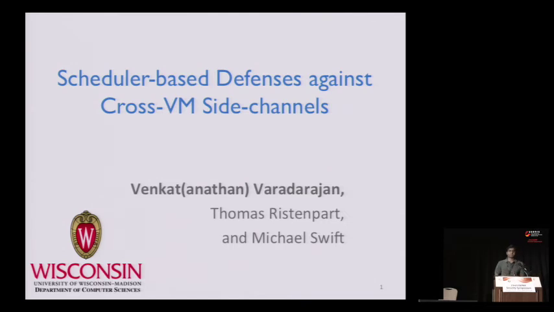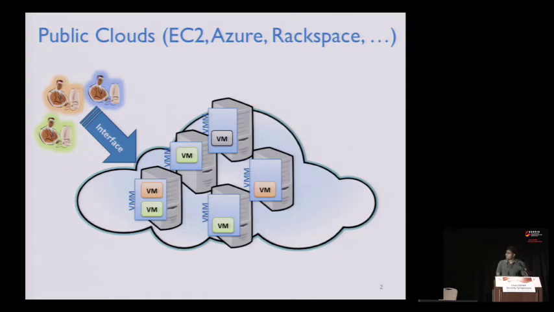Good morning. Today I'm going to talk about how a simple CPU scheduler mechanism can improve the security in public clouds against cross-VM side channels with very negligible overhead, and do this and still remain easily deployable for the cloud provider. All the infrastructure-as-a-service public clouds provide an interface to the customer that enables them to launch and terminate virtual machine instances.